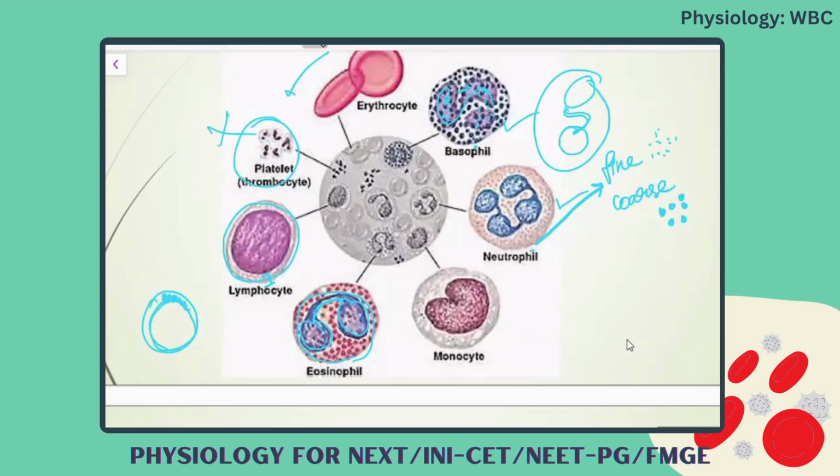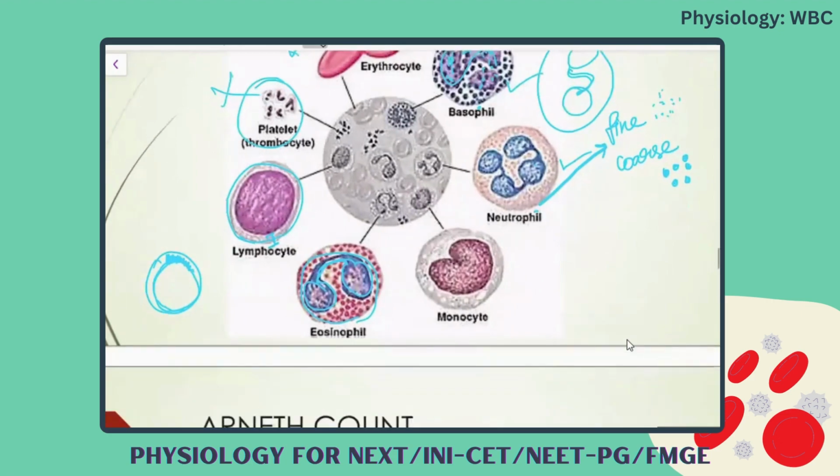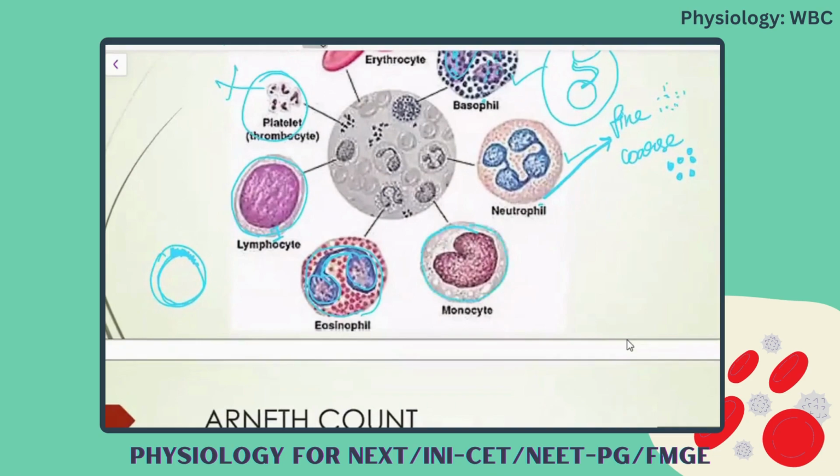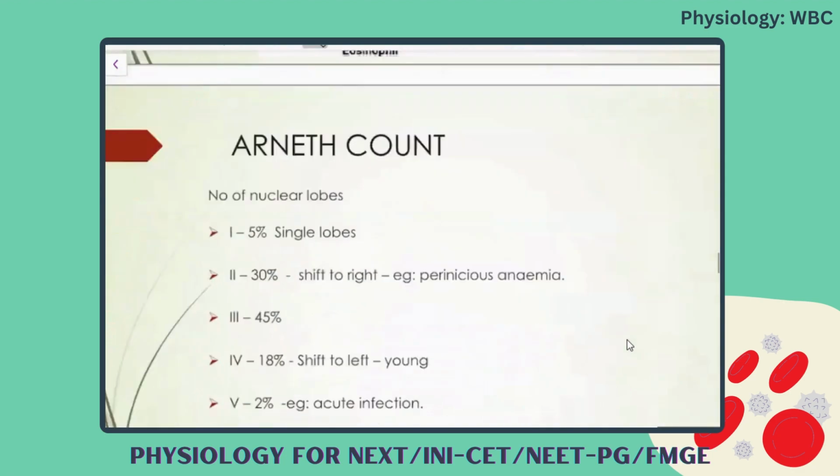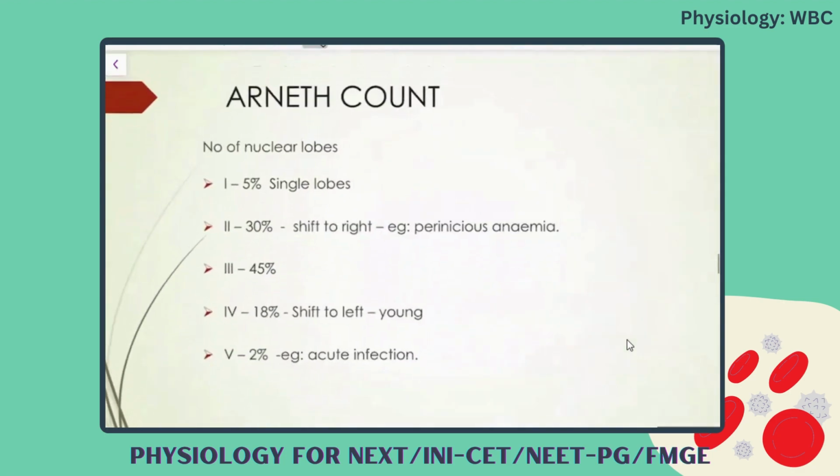Okay, and in case of monocyte, it is also an agranulocyte. You have a kidney bean shaped appearance of the nucleus. Okay, so this is how you will find the structures, and this is called as Arneth count.